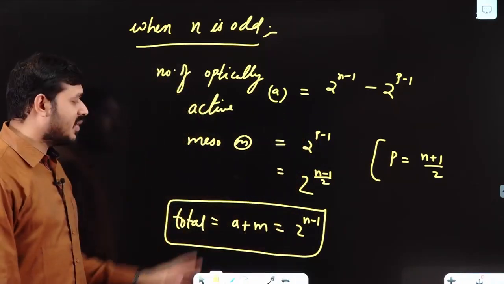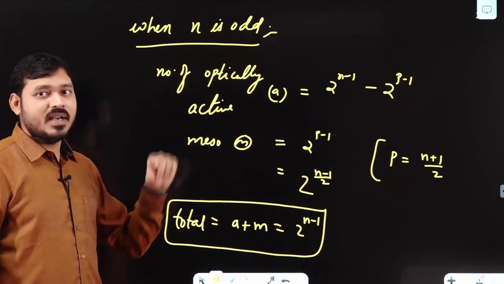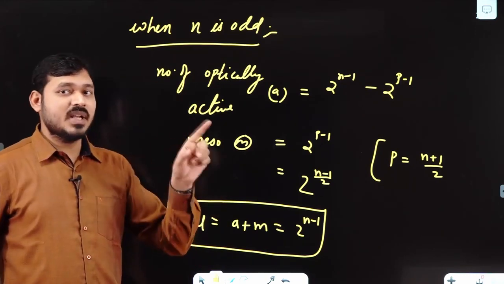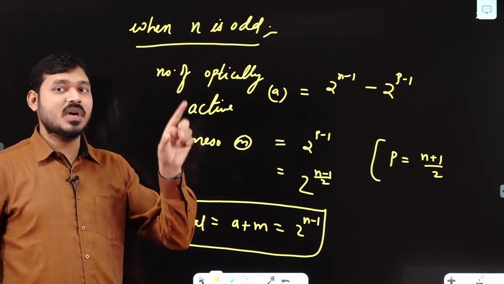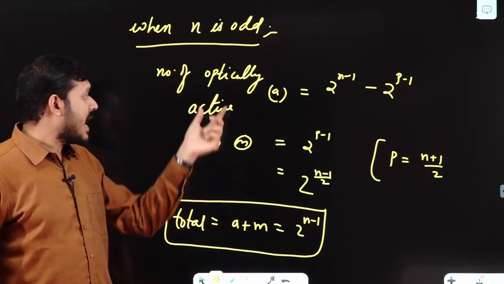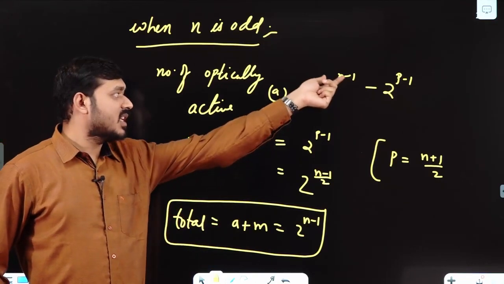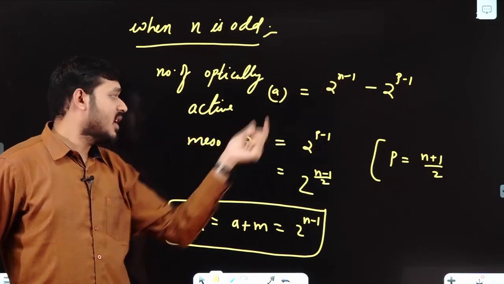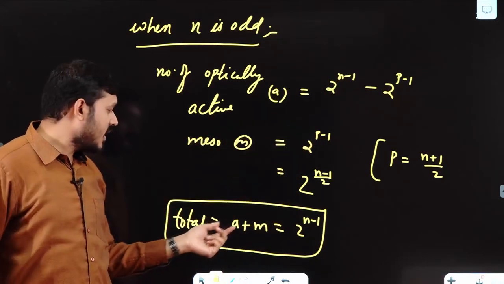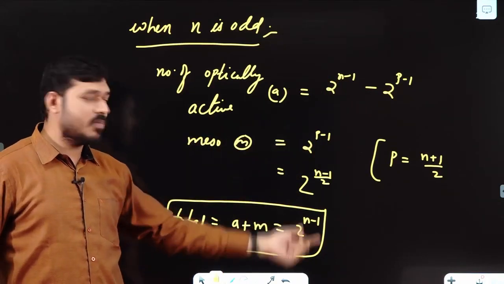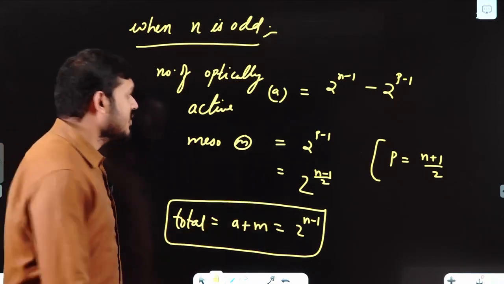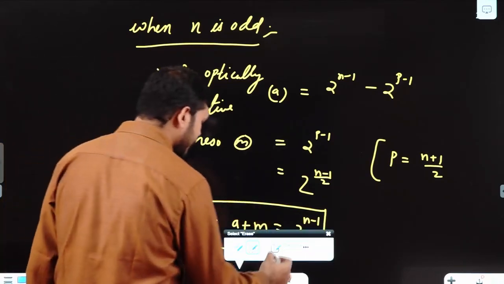Okay, so dear students, earlier what we found when n is even, total equals a plus m equals 2 to the power n minus 1 plus 2 to the power p minus 1. But here active equals 2 to the power n minus 1 minus 2 to the power p minus 1 and meso 2 to the power p minus 1. So on totaling, I can say active plus meso equals 2 to the power n minus 1. Clear to you all? Let's see using the examples.